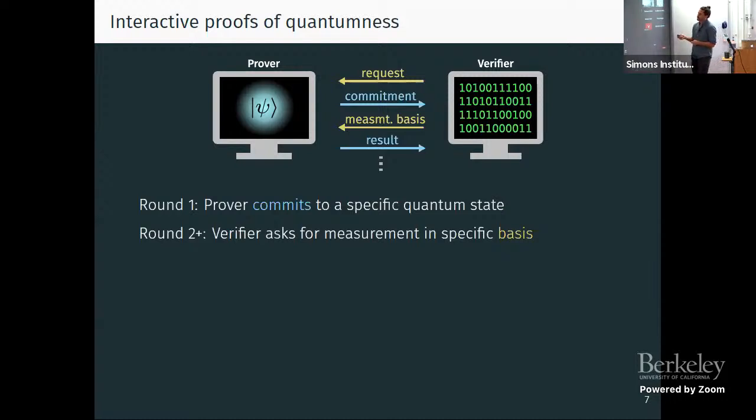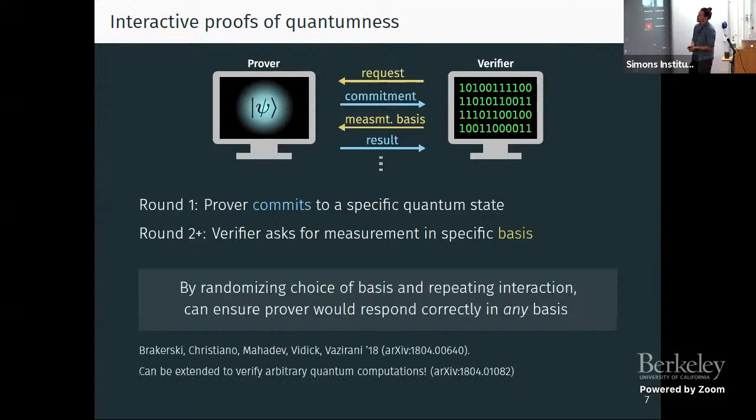It turns out that this kind of structure is actually super powerful in this context, because the nice thing about an interactive proof is that you can randomize the later queries. You could also have it be adaptive, but in this case, we're not going to worry about that. By doing this, you can ensure that the prover would respond correctly, essentially, no matter which measurement basis you request. The thing that's really neat about this is that you can only make one measurement of a quantum state. If you're doing a full measurement, then you collapse and you're done.